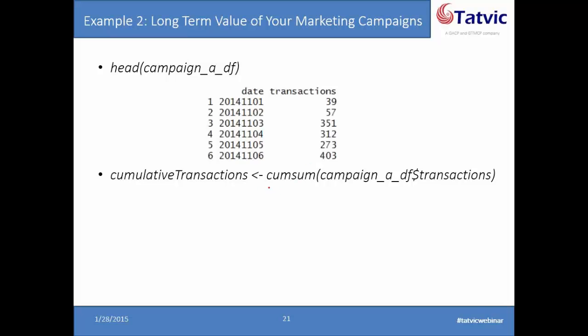Now, because the API returns to us transactions per day, daily transactions or incremental transactions, what we'd like to do is turn this into a cumulative vector of data. So the way that we do that is to use the cumsum built-in function in R, which will simply add each row to each other. So the first entry in the cumulative transactions vector will be 39. The second will be 39 plus 57. Then the third will be 39 plus 57 plus 351, and so on.